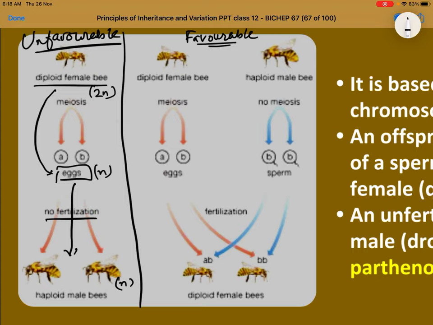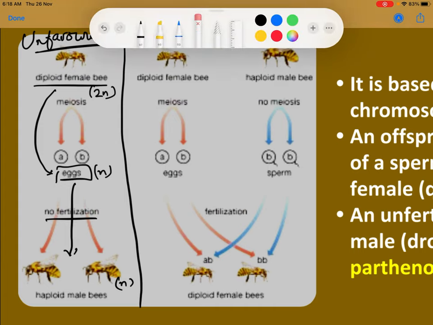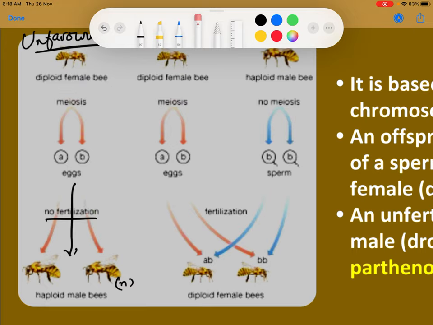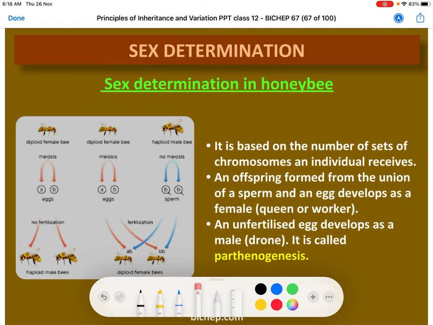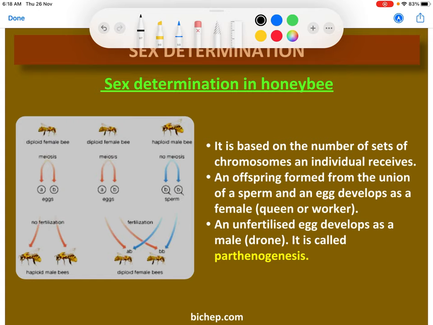So why males are haploid and females are diploid is controlled by set of chromosome, whether it is single or double, haploid or diploid. So diploids are always female and haploid will be always male. So this is what you are supposed to take into the consideration, right? Now, specific mechanism where egg is converted into the young one without fertilization, that special type of mechanism is termed as parthenogenesis.